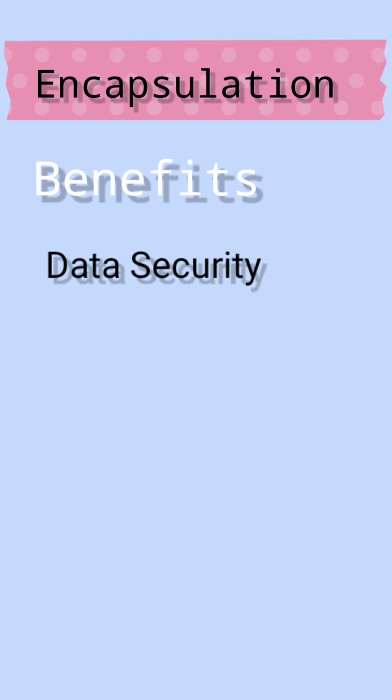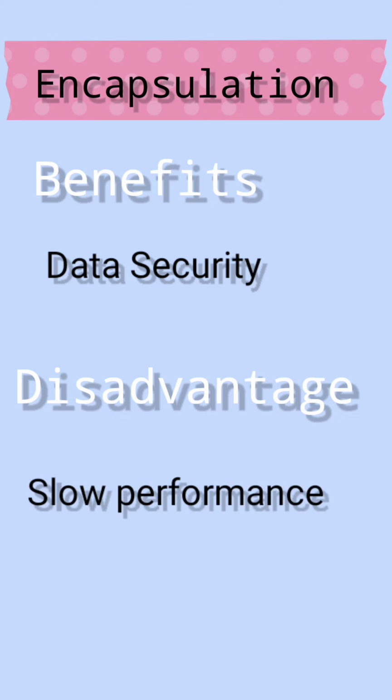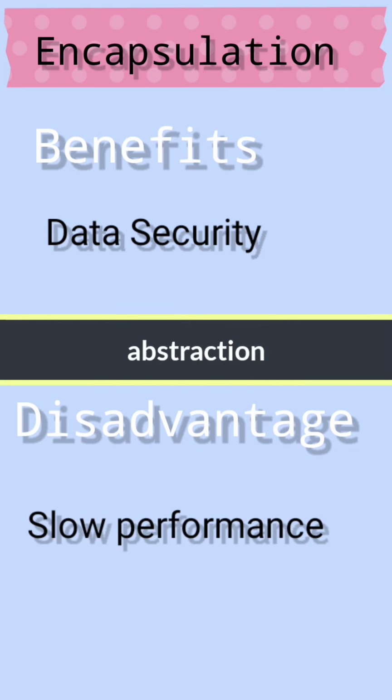The greatest advantage is security. Since no outsider can access data directly, they need to come through methods only. On the other hand, since for each operation we need to create one method, it increases the code size and also decreases the performance. Abstraction is hiding of internal implementation and showing only relevant details to the end user in the form of services. To better understand abstraction, let us take an example of an ATM machine.